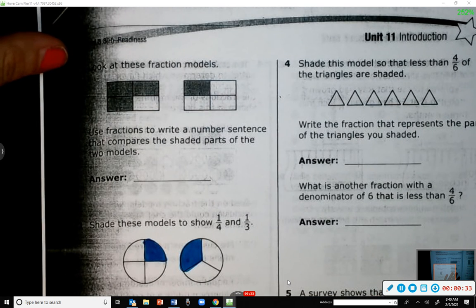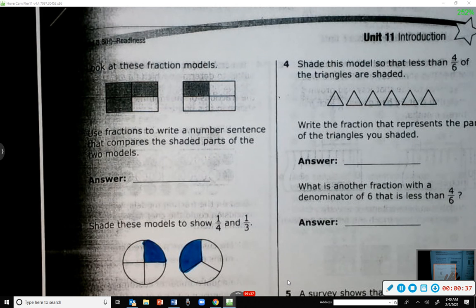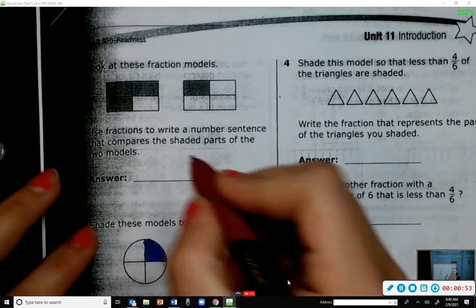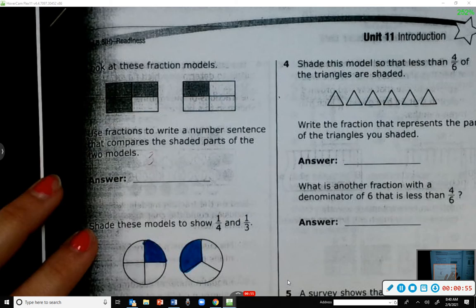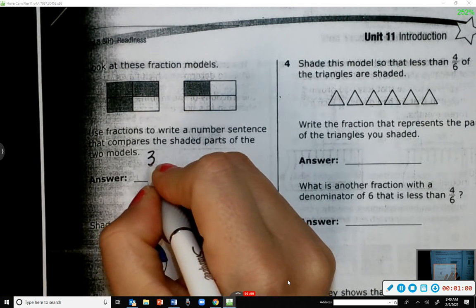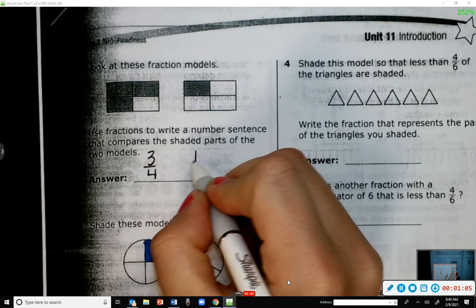Okay? So number 1 says, look at these fraction models. Use fractions to write a number sentence that compares the shaded parts of the two models. Okay? What they mean by number sentence is you're just writing it with a greater than, less than symbol. Okay? So what's shaded over here? 3/4. Oh, I slipped out my pen. 3/4. And over here is 1/4.